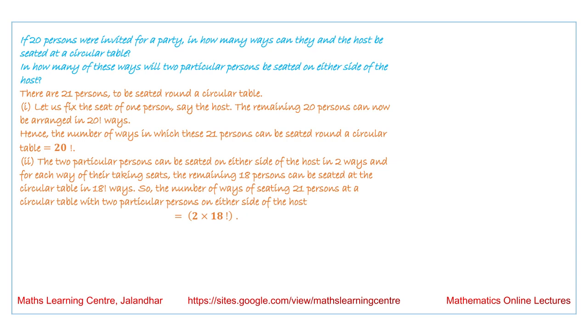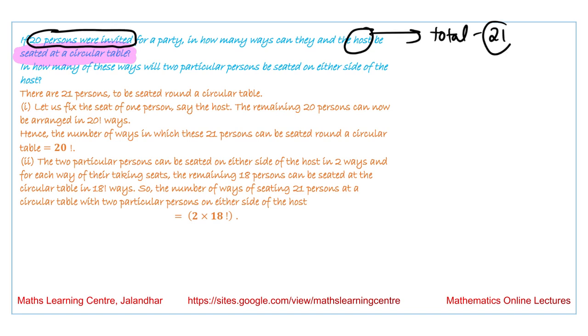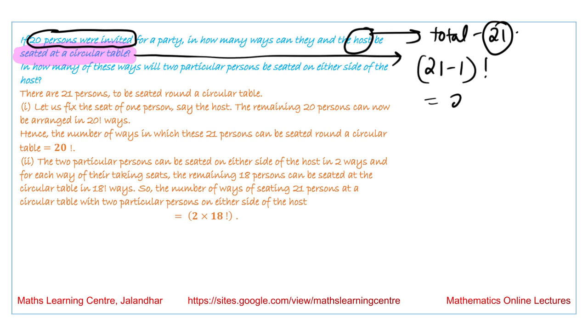Next is, if 20 persons were invited for a party, in how many ways can they and the host be seated at a circular table? The total number of persons is 20 invited plus the host, so 21. We are talking about a circular table, so the number of ways is (21 minus 1) factorial, that is equal to 20 factorial. So the total number of ways we have is 20 factorial.